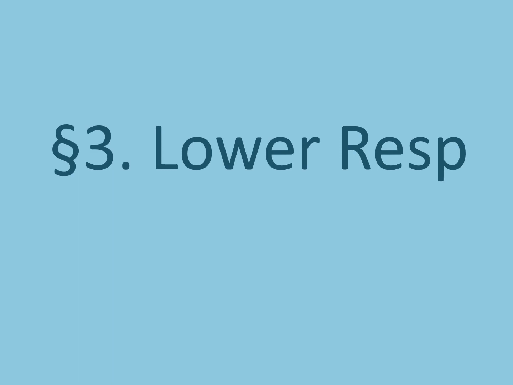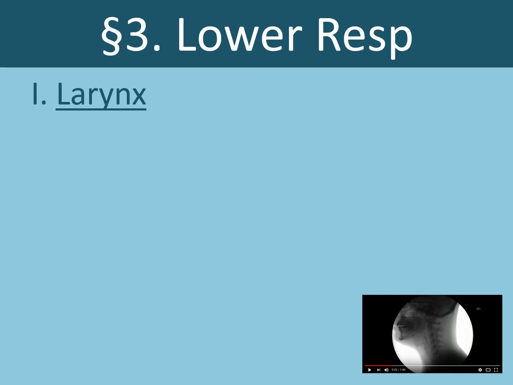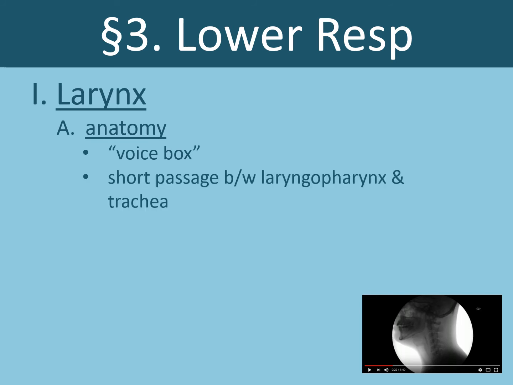In section 3, we will discuss the anatomy of the lower respiratory tract. Let's begin with the anatomy of the larynx. The larynx is also known as the voice box. It's a short passage between the laryngopharynx and the trachea. It's anterior to the esophagus and is composed of 9 pieces of cartilage.